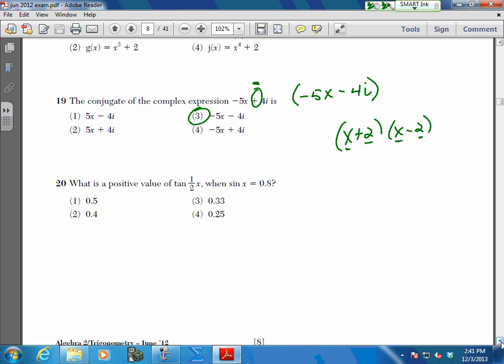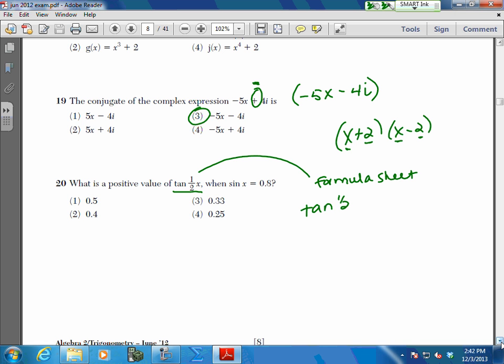That was a nice little question. Okay, number 20, what is the positive value of the tangent of 1/2 x? Make sure you keep your formula sheet handy because this is on your formula sheet. So you're going to pull up this formula and you're going to plug this in.